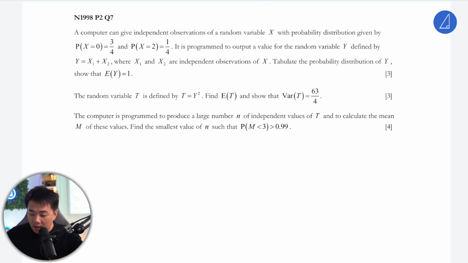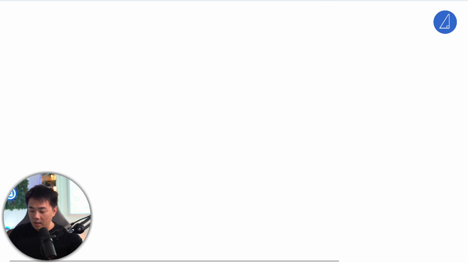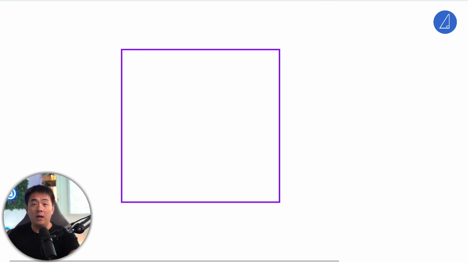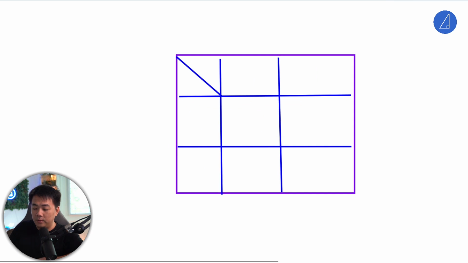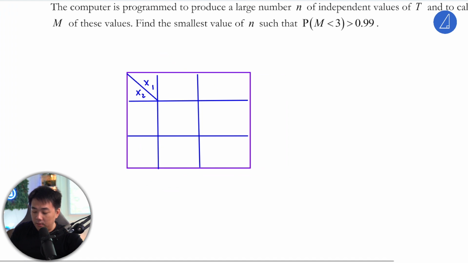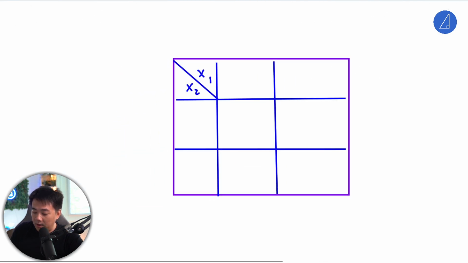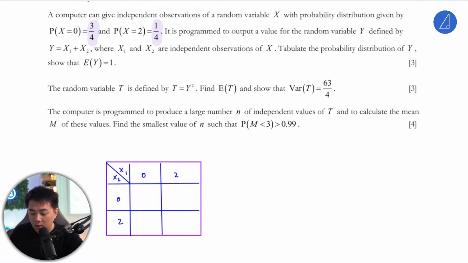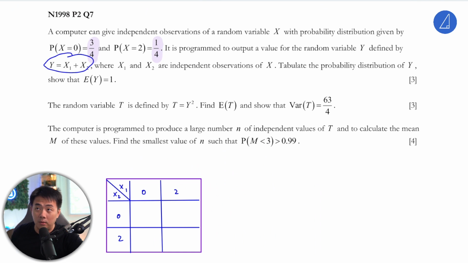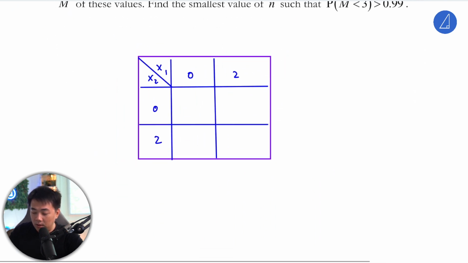So the main thing is I know that 3/4 plus 1/4 is exhaustive, meaning they add up to 100% of the time. Y is defined as X1 plus X2. We usually encourage students to draw out the table so that you get a good bird's eye view of what is going on. X1 can be 0 or 2, and X2 is 0 or 2 as well. Then you need your Y to be X1 plus X2. So essentially I'm going to fill up this table here.